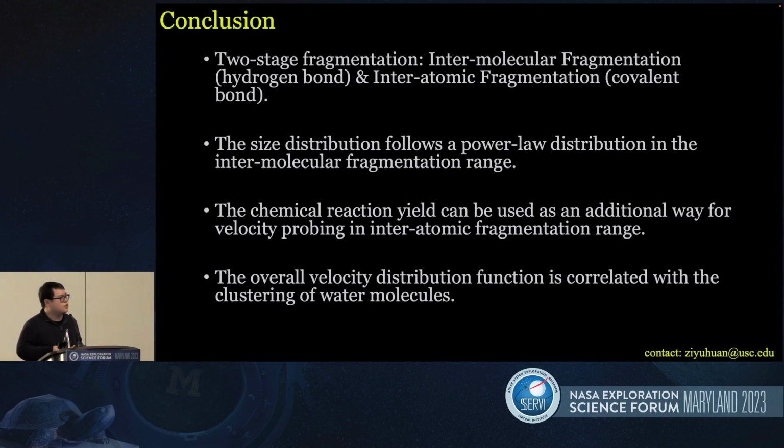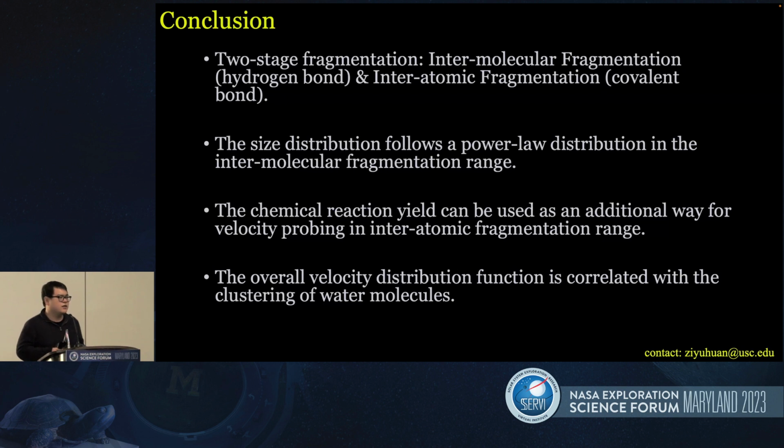So to put a conclusion here, we discovered a two-stage fragmentation, namely intermolecular fragmentation and interatomic fragmentation. We also found the PSI distribution follows a power law distribution for the interatomic fragmentation stage. And we also found chemical reactions are very, very active, and they can generate some new products during this interatomic fragmentation range. Also this chemical reaction information can be used for velocity probing, because the power index is no longer in good shape. And the overall velocity distribution function for icy surface is definitely different from that of single water molecules bound with silica surface.